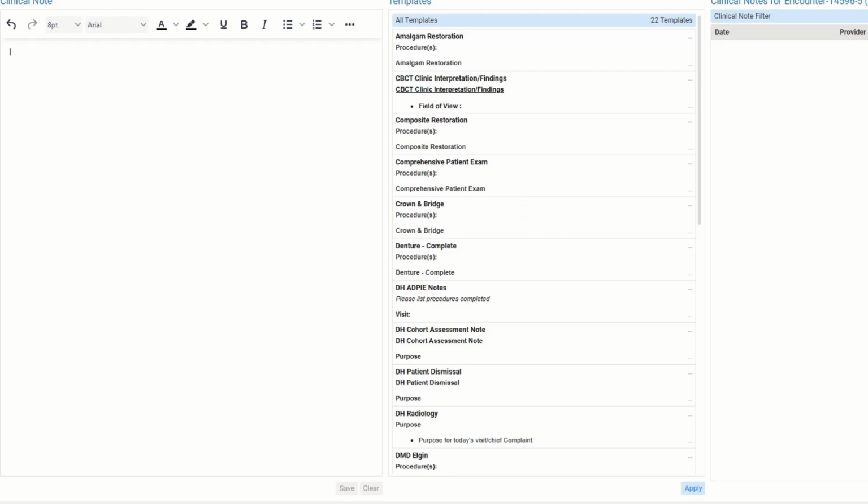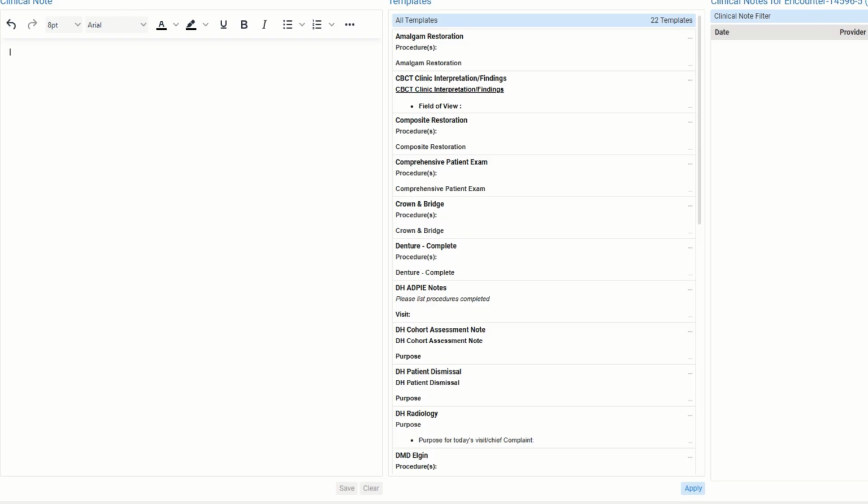Okay, as promised, I was going to make a quick video on our ADPIE notes. We are no longer going to be using the FORT notes, and one thing you are going to notice is that the ADPIE notes are quite longer. They're a little bit more extensive, which is how they're supposed to be.